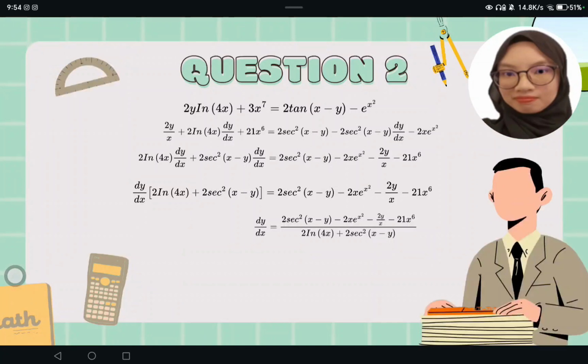And for solving this question, you have to write the equation back, which is 2y natural logarithm of x plus 3x to the power of 7 equals 2 tangent of x minus y minus e to the power of x squared.